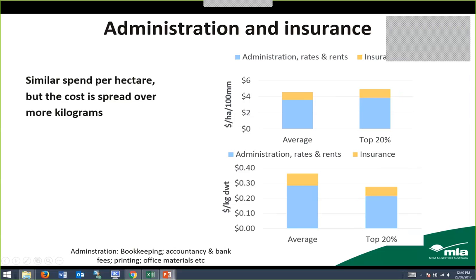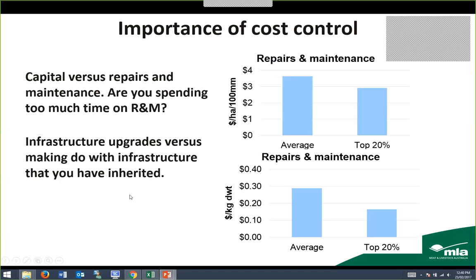The next slide is largely about repairs and maintenance. And the key way that you can control repairs and maintenance, in my view, you can see the top 20% have a lower repairs and maintenance spend relative to the average, and that equates to a far lower cost when you're looking at $1 per kilo.